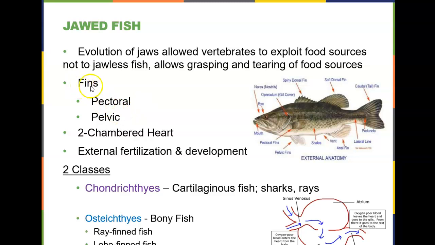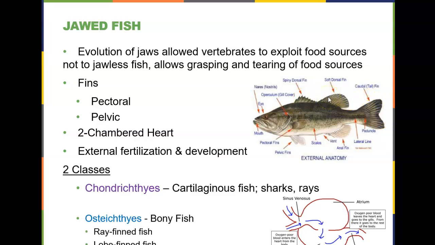Jawed fish must have two pairs of fins, pectoral and pelvic, and they may have additional fins. So the pectoral, think of pectoral as shoulder region. So here's one pectoral fin, the other would be on the other side, as well as pelvic, which is more like hips. So here are the pelvic fins. So there's paired pectoral and pelvic fins.